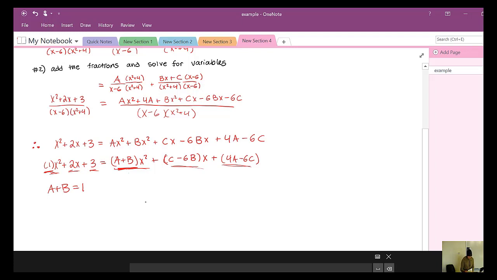And the same goes for the others, right? This coefficient is 2 for the x, so I can set this coefficient of the x, or 4x, equal to it. And then I can also set constants equal to constants. And from there, it's just a system of equations problem, right? We have 3 variables, 3 equations.